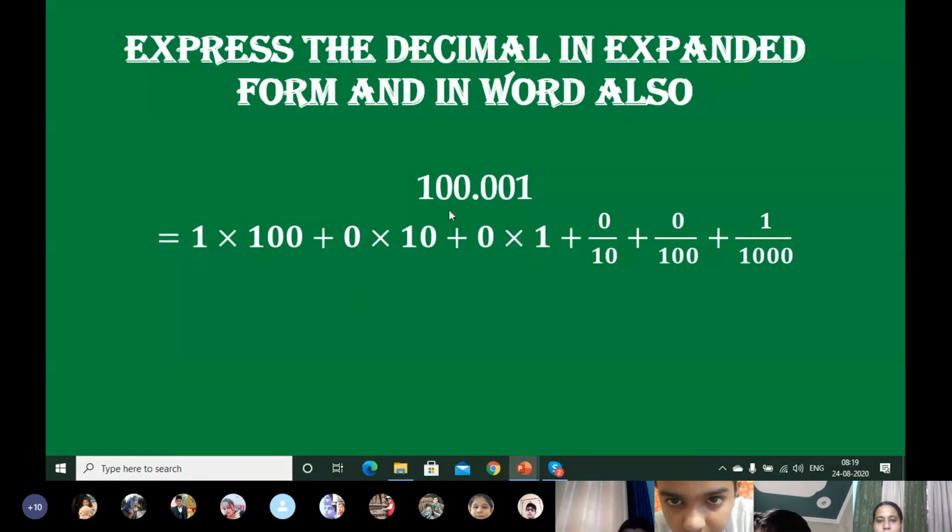Now let's see how to write the decimal part. See, we'll put a plus sign. Then this 0 will be expanded as 0 by 10. Then this 0 will be plus 0 by 100. And lastly, 1 by 1000. Am I clear how to write the expanded form?